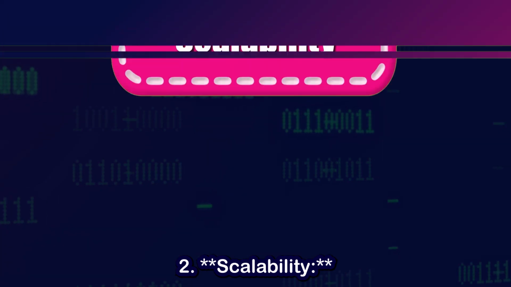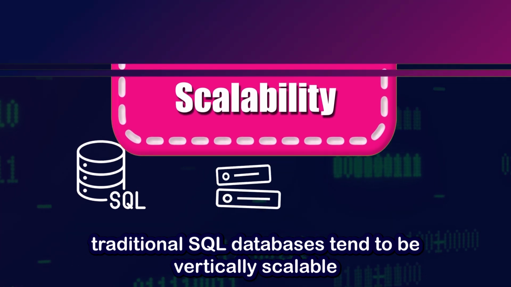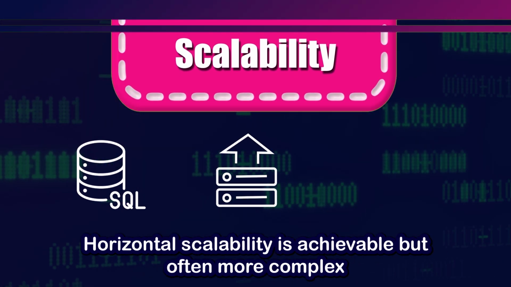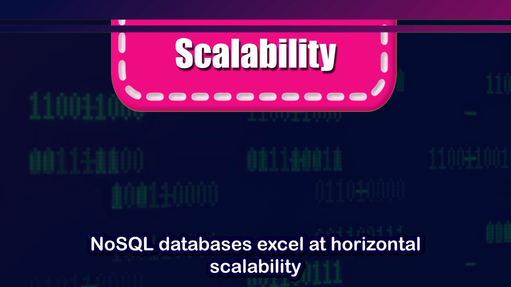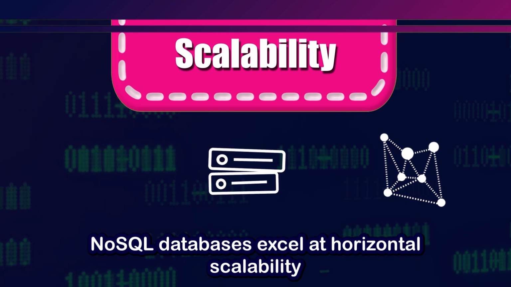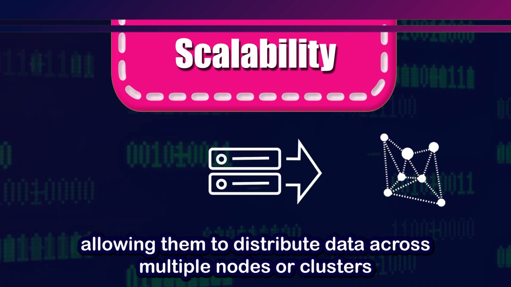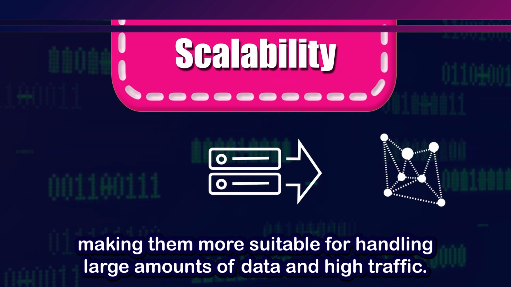2. Scalability. Traditional SQL databases tend to be vertically scalable, where hardware upgrades are required to handle increased loads. Horizontal scalability is achievable, but often more complex. NoSQL databases excel at horizontal scalability, allowing them to distribute data across multiple nodes or clusters, making them more suitable for handling large amounts of data and high traffic.